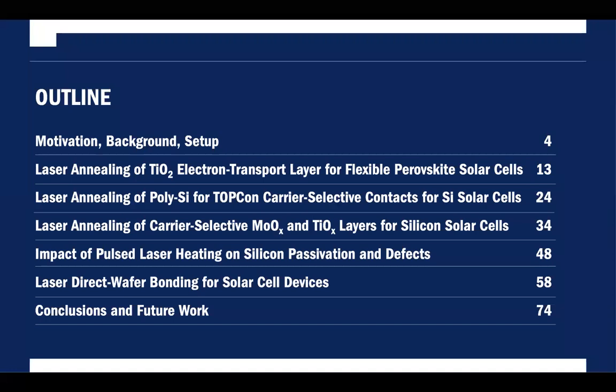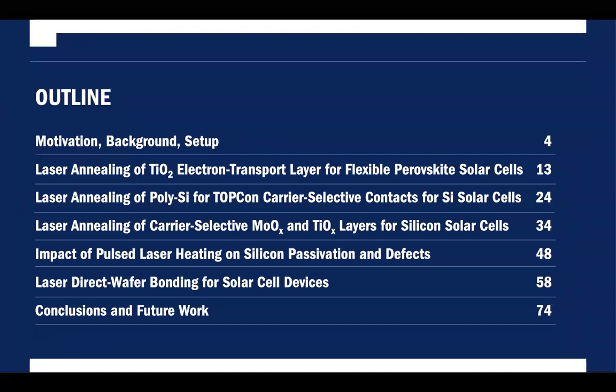So here's a quick outline of what I'll be discussing today. First, I'll go over my motivation, some background on the topic, and my experimental setup. Then I'll discuss laser annealing of TiO2 electron transporting layers for flexible perovskite solar cells. After that, I'll discuss laser annealing of polysilicon for TOPCon carrier-selective contacts for silicon solar cells. Then I'll move on to laser annealing of carrier-selective molybdenum oxide and titanium oxide layers for silicon solar cells.